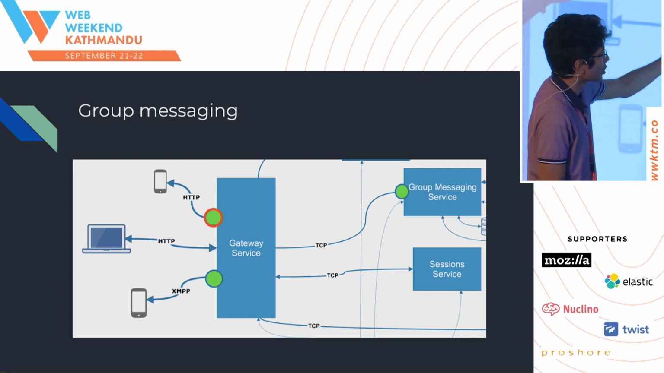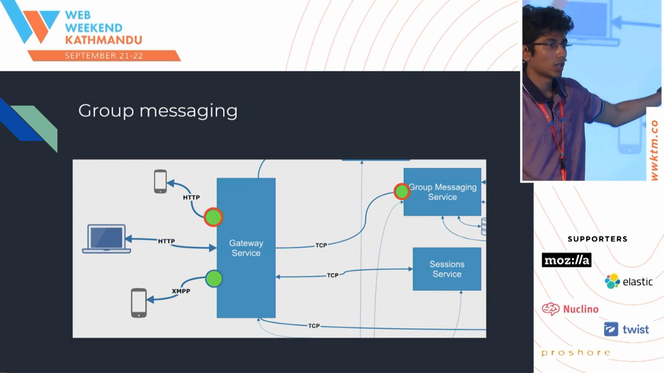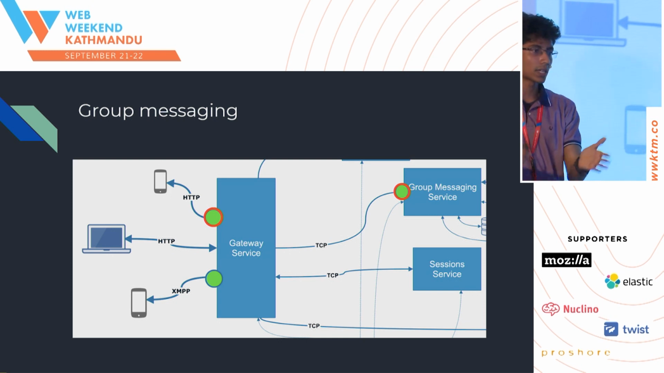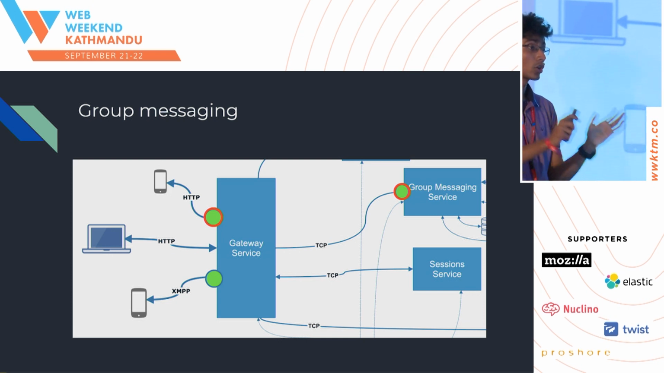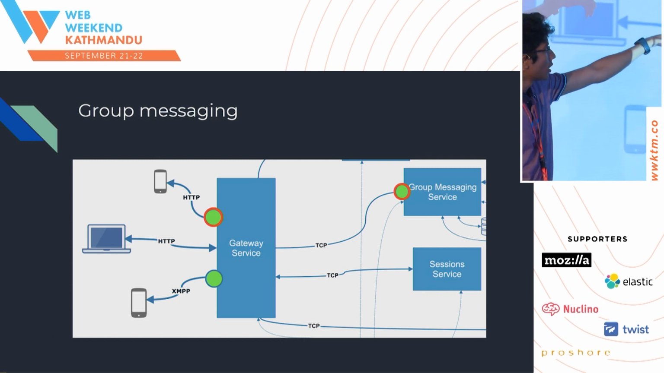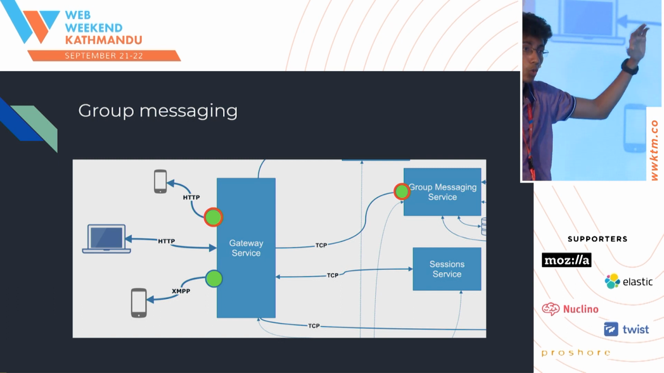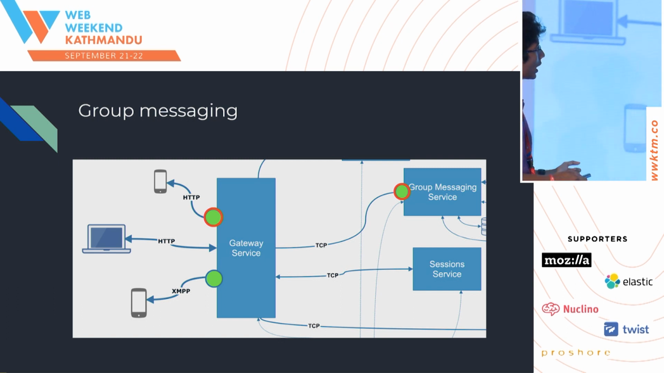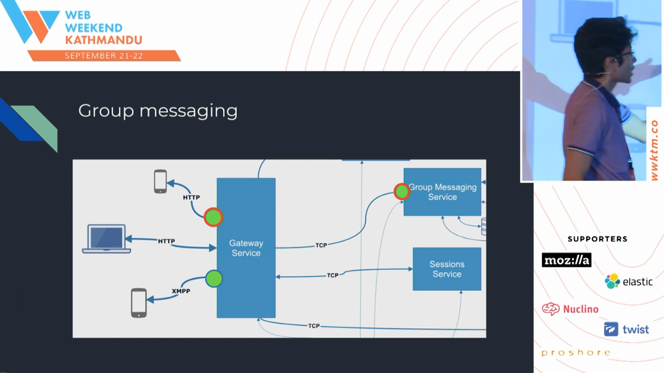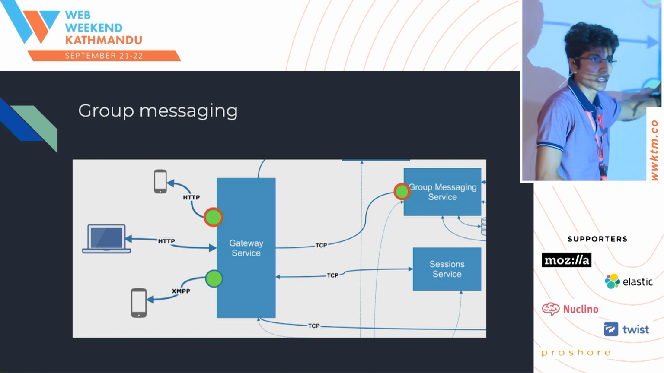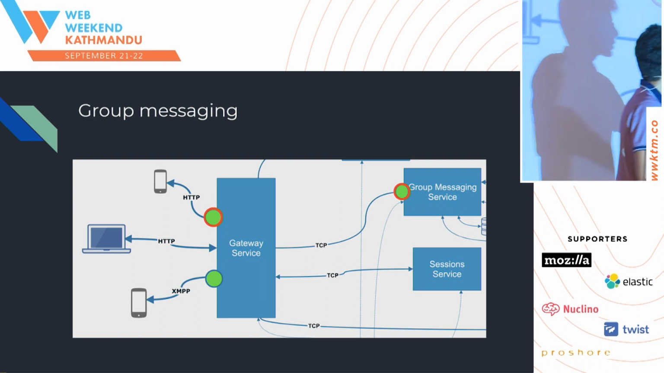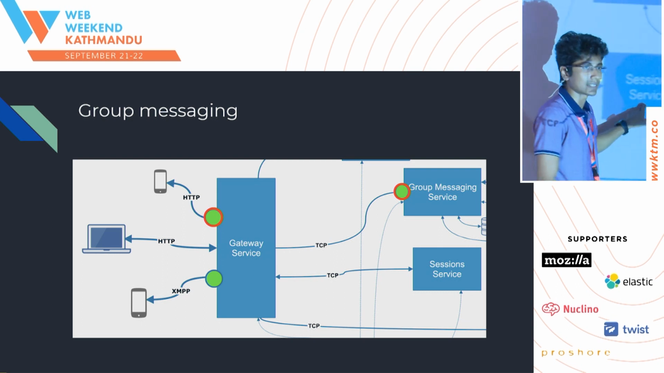So initially, it has to go to the group service. The group service keeps information of which users belong to which groups. So I sent a message to some group. The group messaging service knows who the people are who belong to this group. And now, the group messaging service doesn't have the logic to talk to the gateway. The only one who talks to the gateway service is the session service.